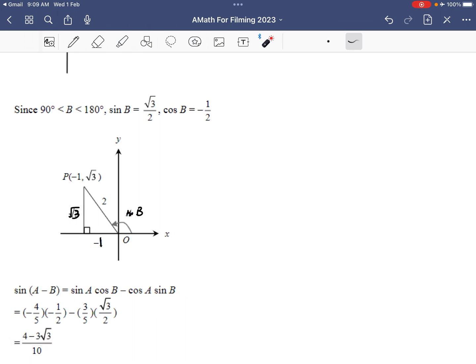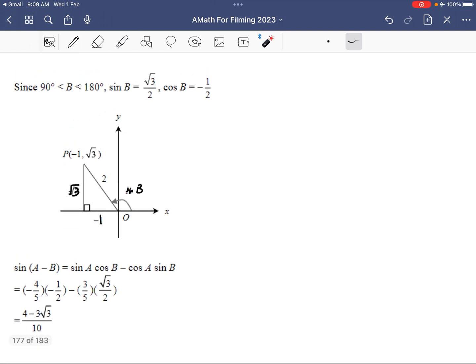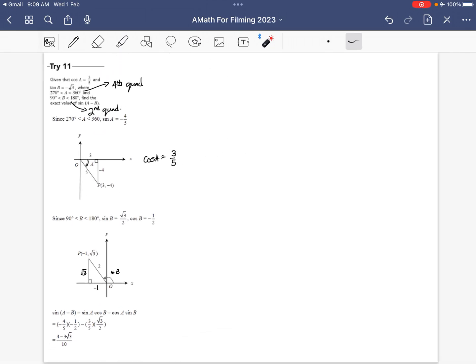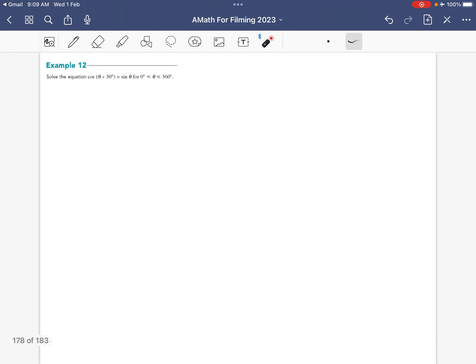Similarly, if I want to get my cosine of B, adjacent over hypotenuse, from this triangle, cosine of B is adjacent -1 over hypotenuse 2. Hence, cosine of B is -half. Sine of B is opposite over hypotenuse, √3 over 2. Notice that I actually get a positive ratio, and it is correct because in the 2nd quadrant, sine is positive. I plug all of those values into my formula. I will get -4 minus 3√3 over 10.